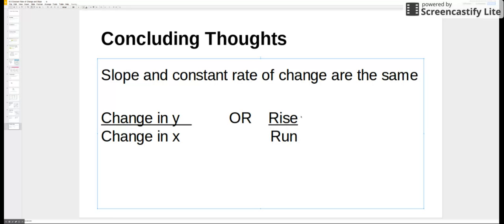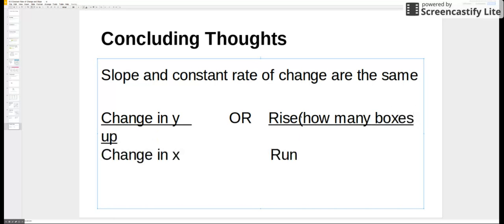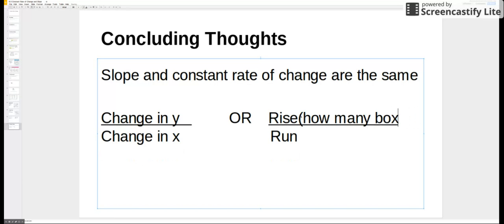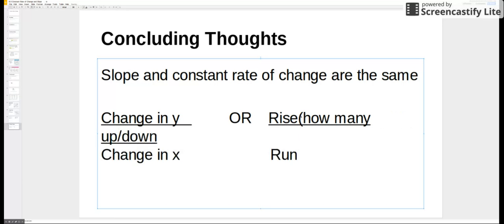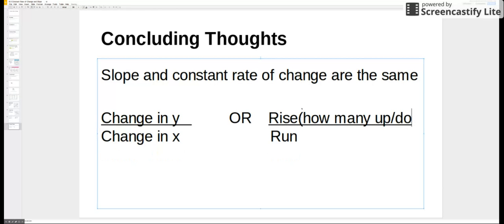In other words, how many boxes up or down? I'm going to write number up or down. Number up or down. And then the run is just the number of boxes that go across. Okay, I hope you learned how to find slope from this video.